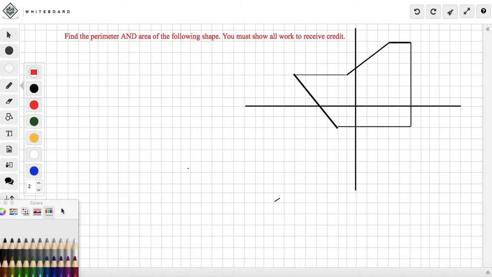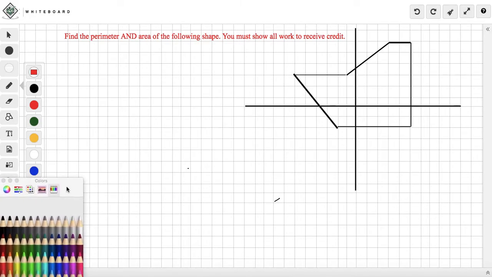All right. Hey, folks. So what we're going to do right now is I'm going to show you how to find the perimeter and area of shapes, interesting different shapes that you might come across. Let's go ahead and start with the perimeter.